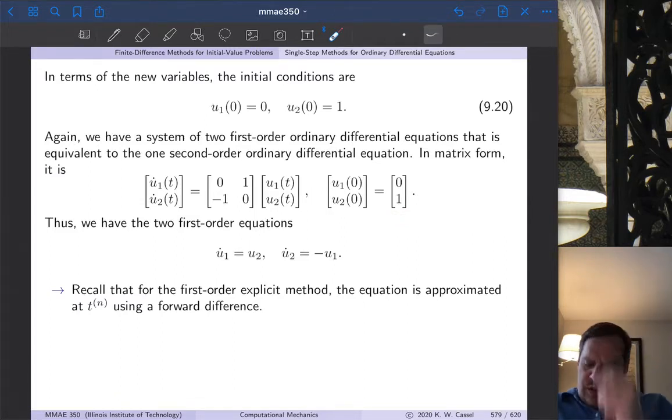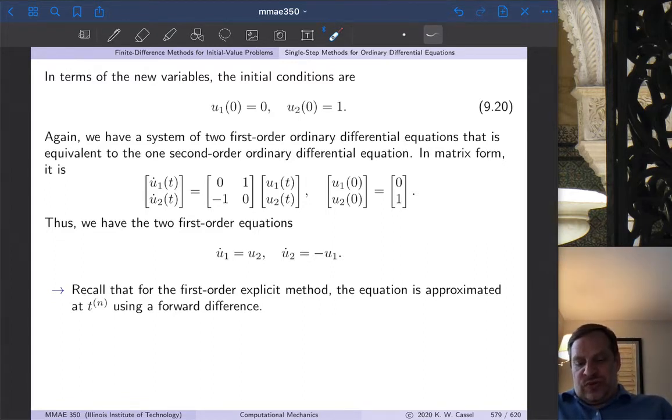All right, so here are the two equations I just went through. u1 dot is equal to u2, and u2 dot is equal to minus u1. So again, we have one second order equation converted to two first order equations, and now we're going to solve it, in this case using the first order explicit method.